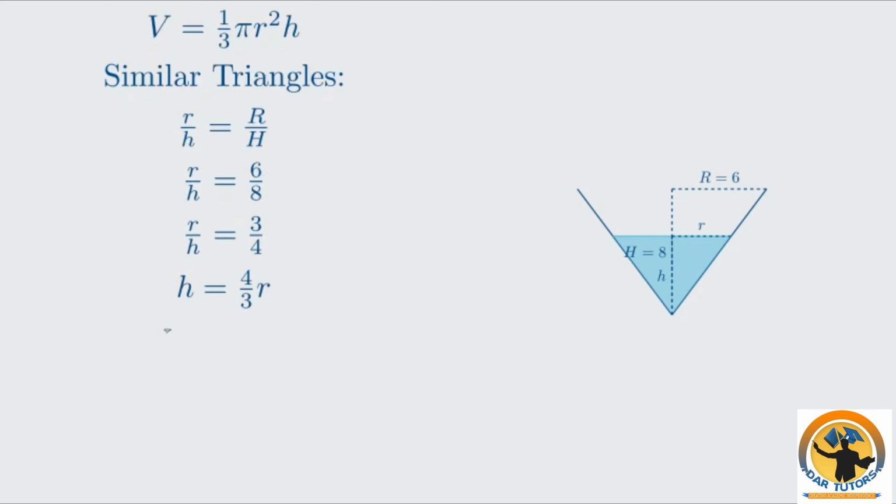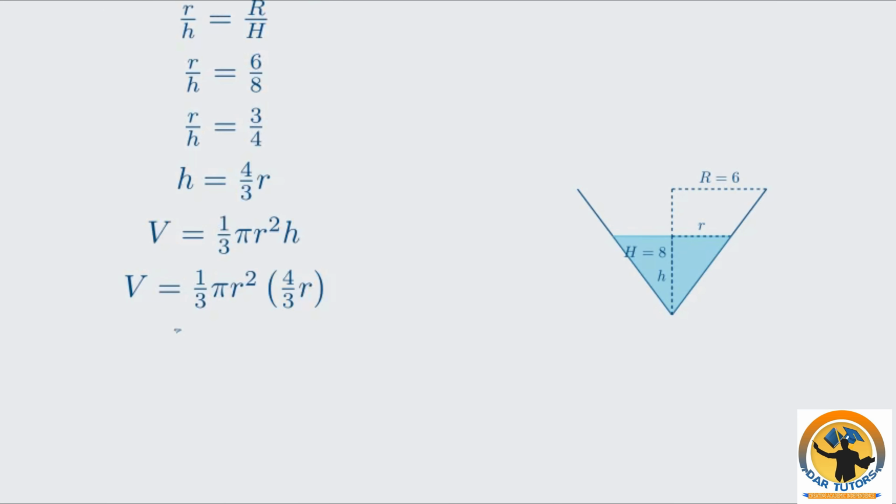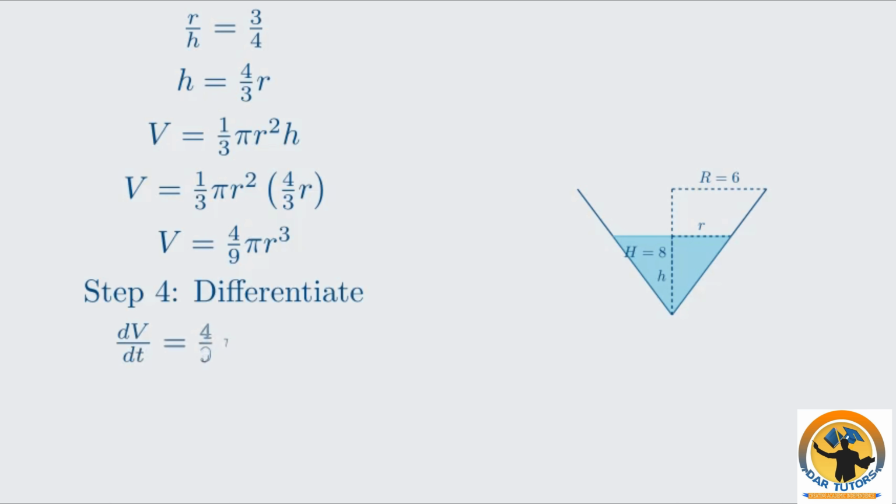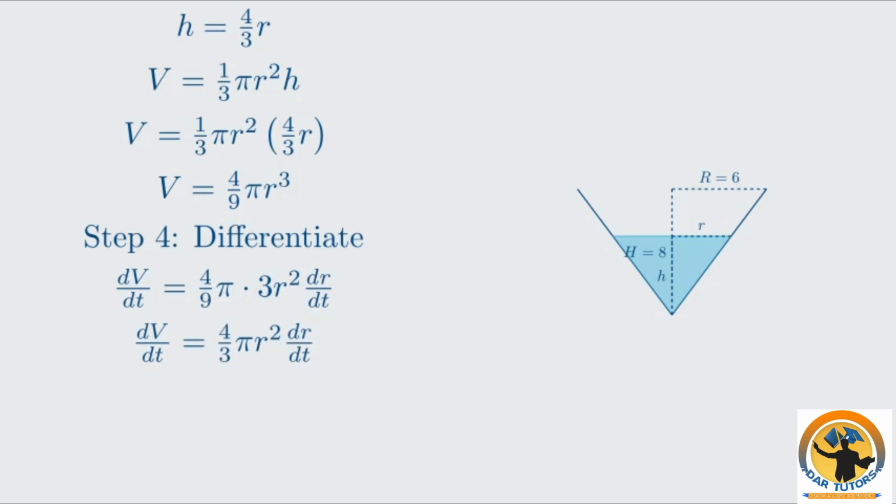Since we want to find dr/dt, it's easier to express h in terms of r. From our similar triangles, h equals 4/3 r. Now we substitute this into the volume formula. Step 4. Differentiate with respect to t. Differentiating V equals 4/9 pi r cubed gives dV/dt equals 4/3 pi r squared times dr/dt. This is our differentiated equation.